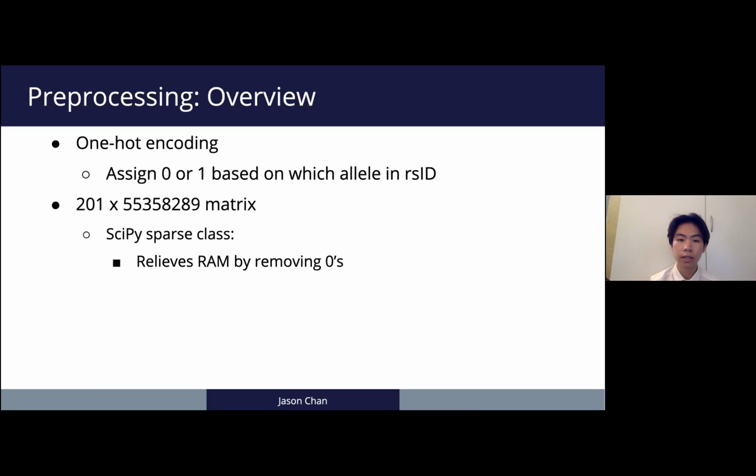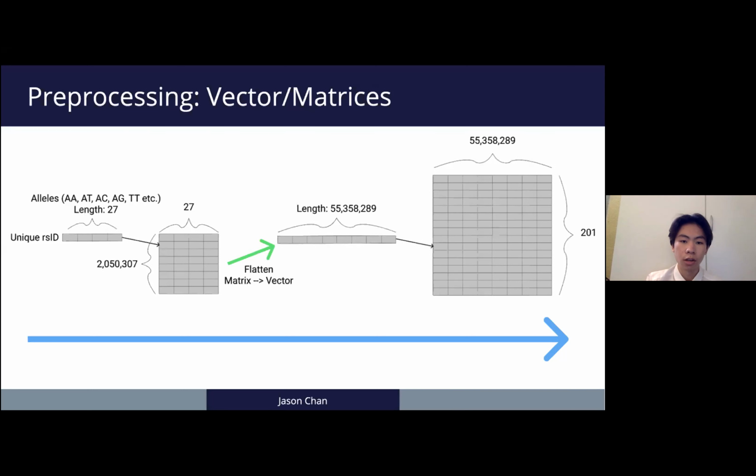So we created a really large matrix, a 201 by around 55 million matrix, to store all this data of every individual. And then this took up a lot of RAM, so we had to make a sparse matrix, which essentially just removed the data holding the zeros. So this diagram just shows the process of shaping our vectors and matrices.